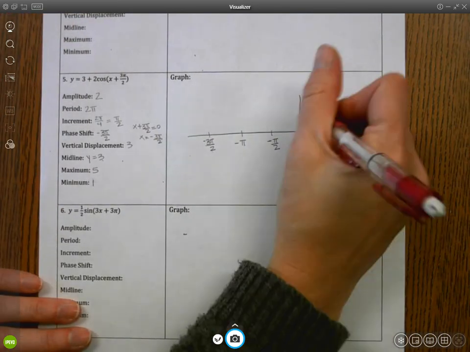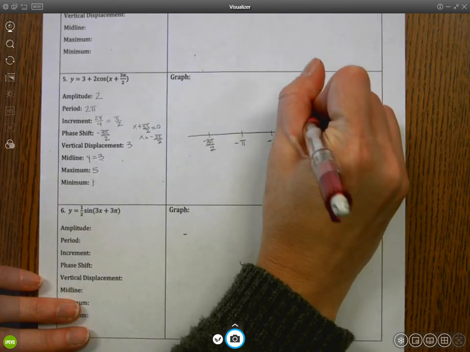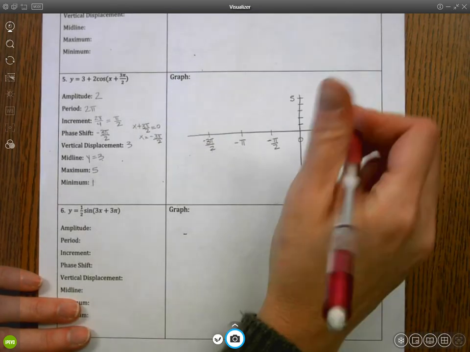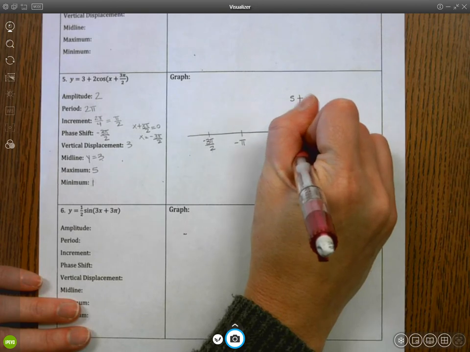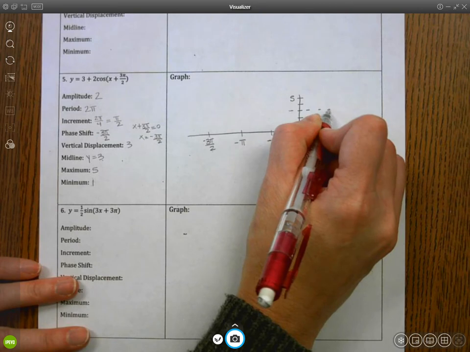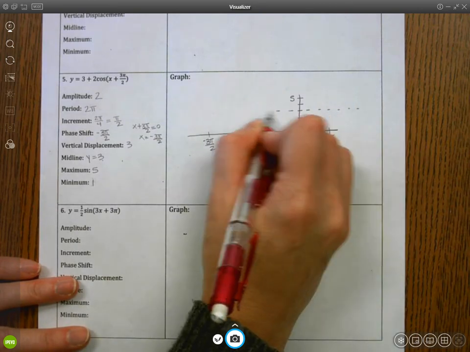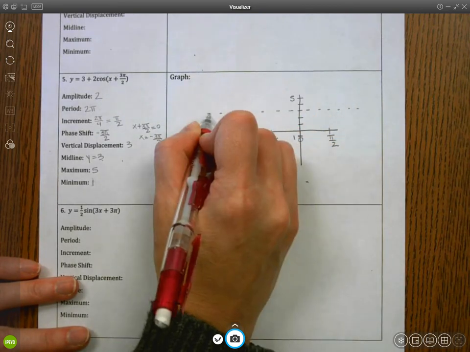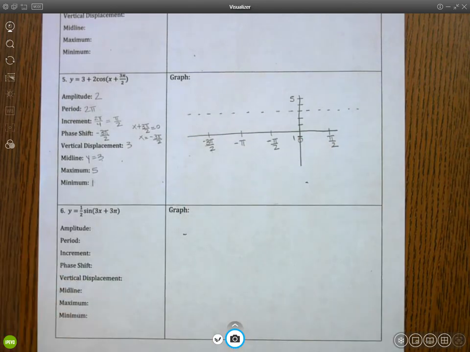Alright, so we need to go up to 5. And we need to go down to 1. And remember that our middle is at 3. So putting this dotted line for the middle is not necessary, but it's helpful for some people, so you can do it or you can leave it off. It's really up to you.